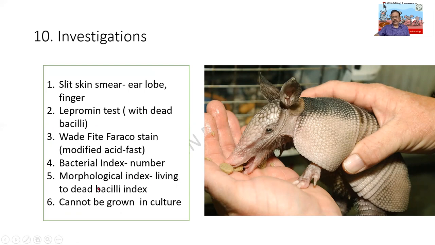Morphological index is the amount of dead bacilli which are present. And the disadvantage, it cannot be grown in culture. However, some animals like the nine-banded armadillo will be showing similar features and has been used in laboratory study.